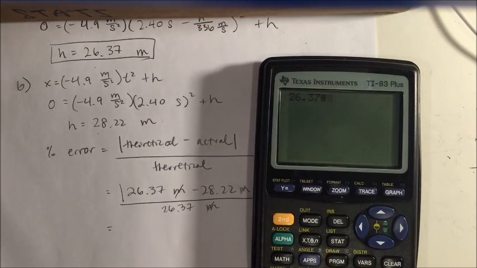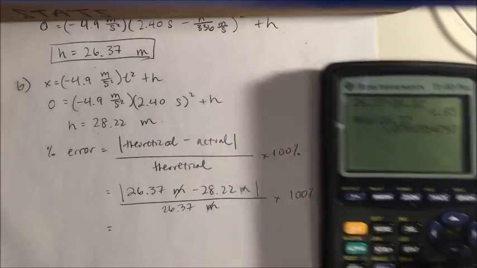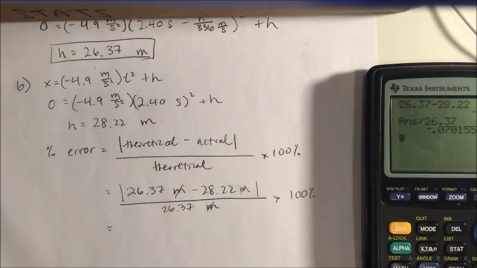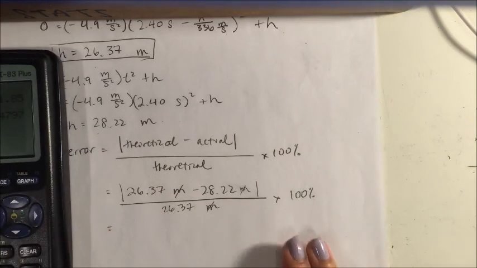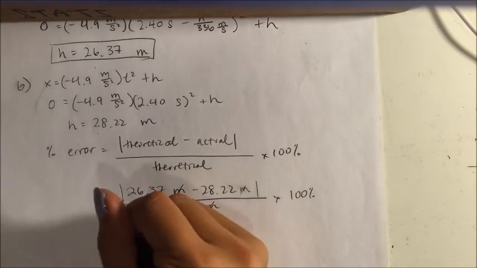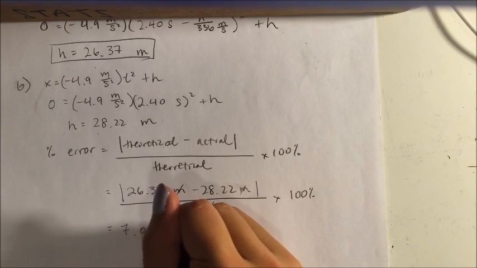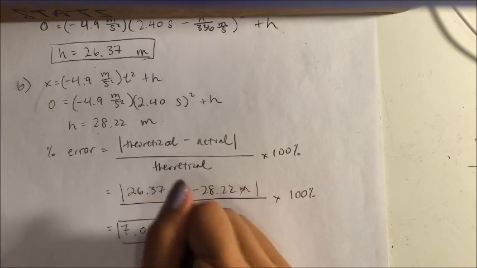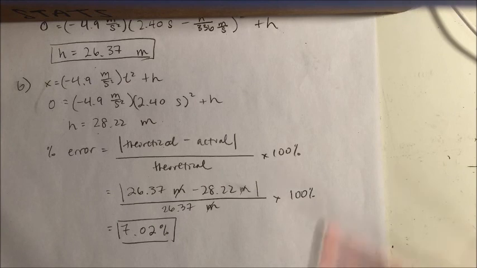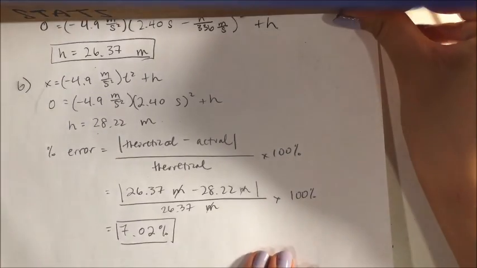26.37 minus 28.22 divided by 26.37. So ignoring the negative on that because I didn't do absolute value, that is going to be 7.02% error, which is actually kind of a lot if you think about it. Okay, and that's my video. That's how you do question 60 in chapter 2.